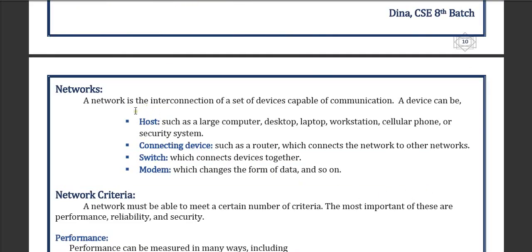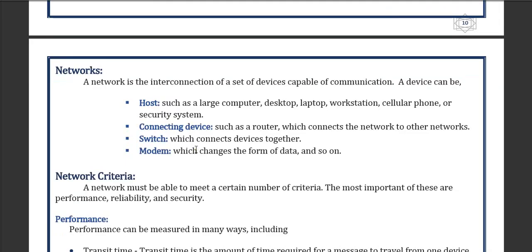Networks. A network is the interconnection of a set of devices capable of building a communication. It has hosts. A host means a point such as a computer, desktop, laptop, workstation, cell phones, etc., and connecting devices such as a router and internet connection. Switches connect devices together. Modems are used to modulate and demodulate the data.